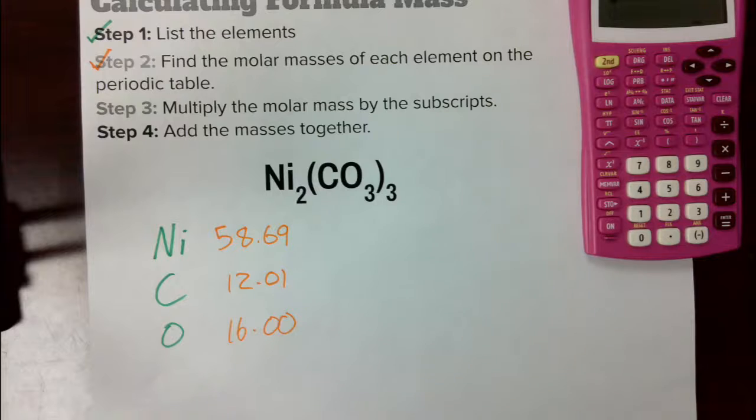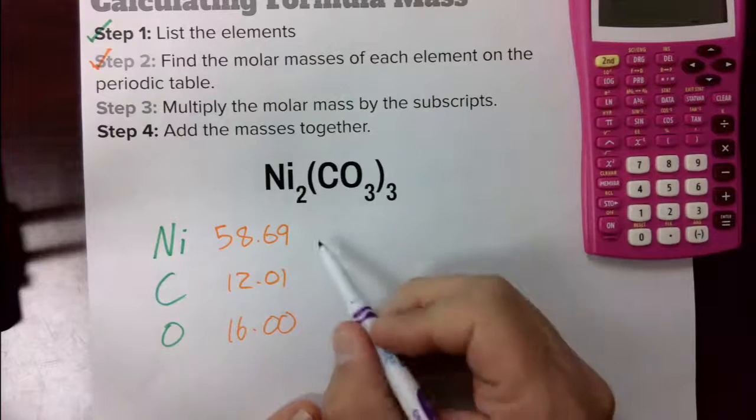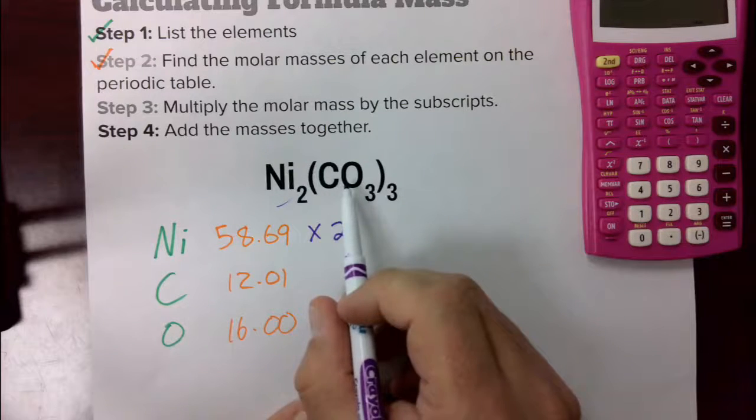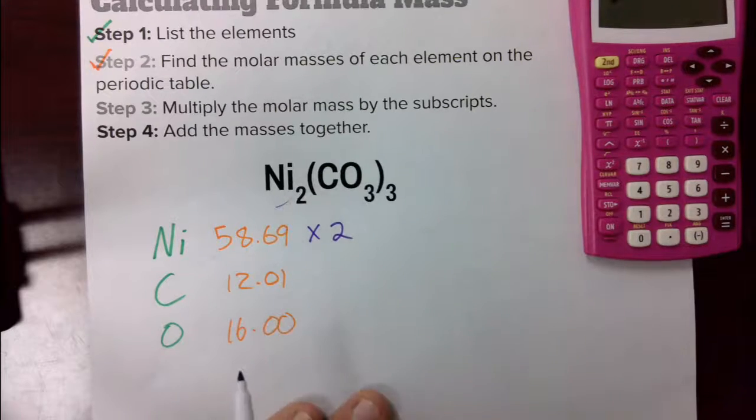Step 3, we're going to multiply those molar masses by the subscripts in this formula. So we're looking for the subscripts that are touching each element symbol. 2 is touching Ni, so that's what we multiply by. And remember, nickel is not inside the parentheses. So these numbers over here don't affect nickel.